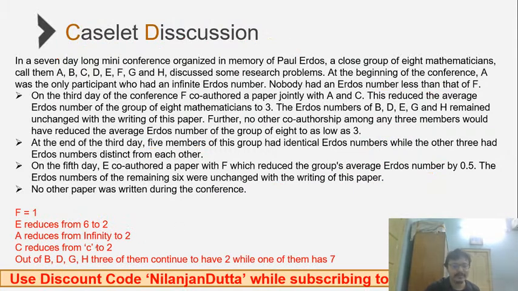So effectively what happens is, out of B, D, G and H, 3 of them continue to have 2. The other one of them has 7. For example, if B, D, G have 2, H has 7. None of the Earth numbers change.